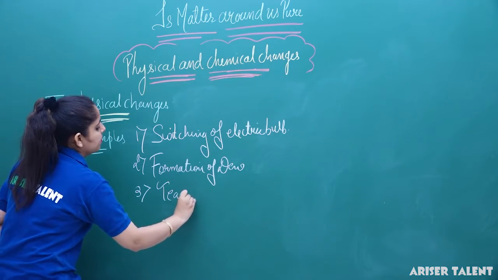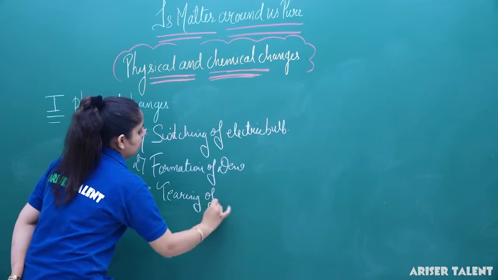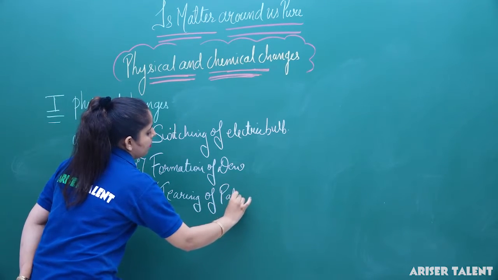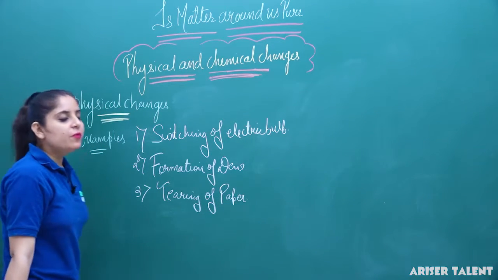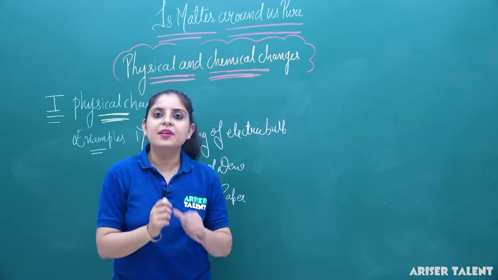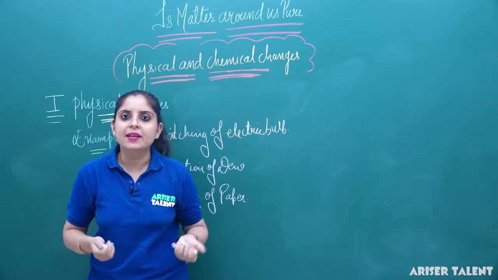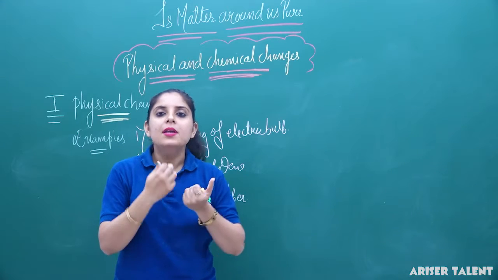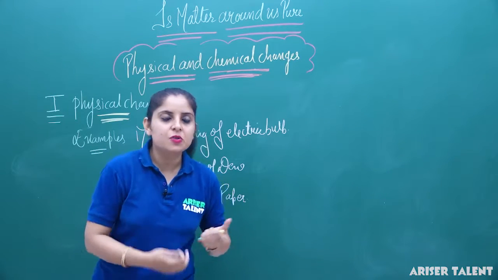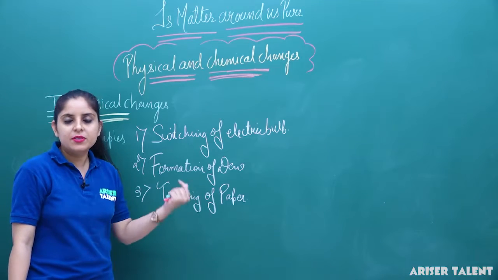Tearing of paper. If you are using a paper and you are just tearing it, after stretching the paper, you will again get the same paper. It means there is no chemical composition change taking place. So the tearing of paper is also a physical change.